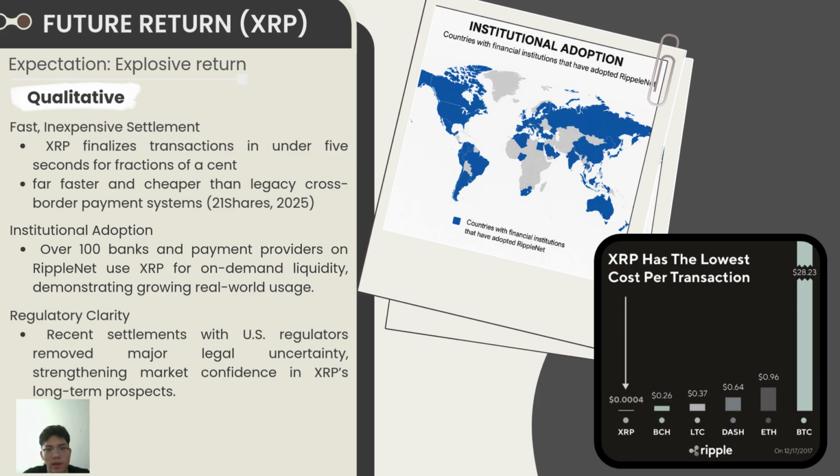And more than 100 banks and payment providers on RippleNet already use XRP for on-demand liquidity. And a recent US settlement removed the main legal uncertainties from the asset. Furthermore, regulatory clarity has recently improved, especially after the favorable developments in the US that resolved the long-standing legal uncertainties. And this has significantly strengthened the market's confidence and reduced the perceived risk associated with XRP. It offers both practical utility and a long-term strategic balance, making it an excellent pick for a forward-looking investment portfolio.